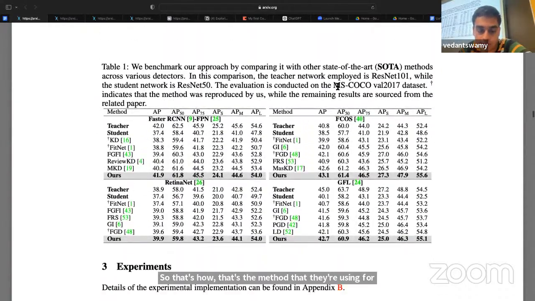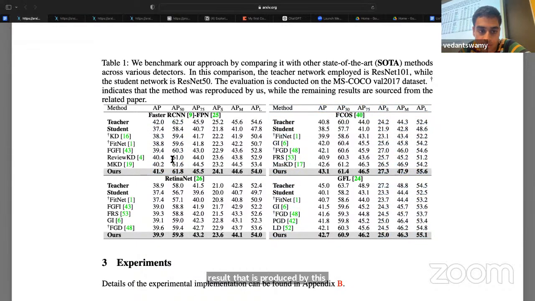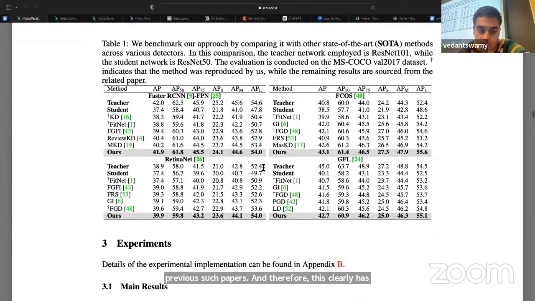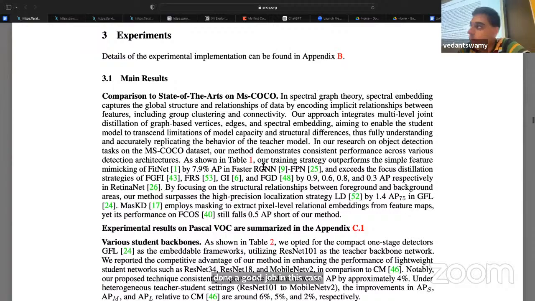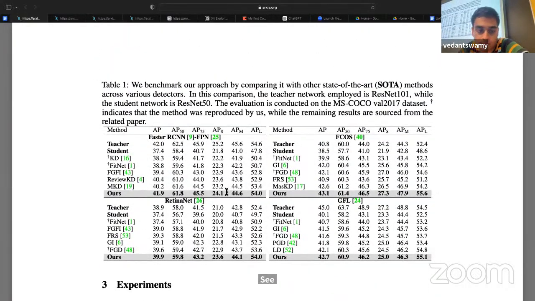And to see the results, you can see that the result produced by this paper is much better than those produced by previous such papers. Therefore, this clearly has done a good job in this case. I see that in some cases it actually performs better than the teacher itself. How is that?